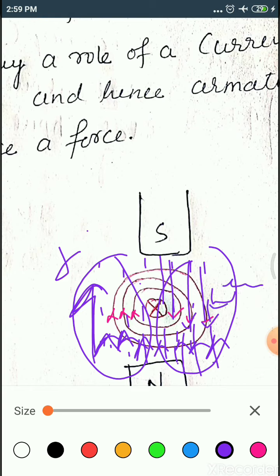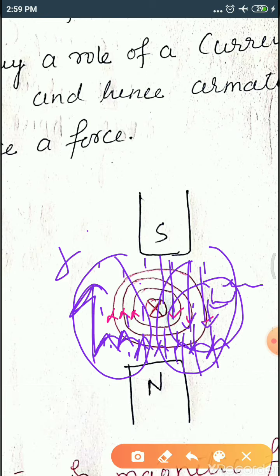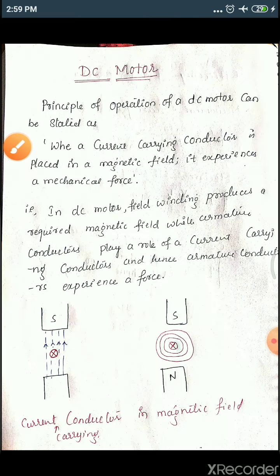So these two are like a weakening, or whatever you can say, cancellation of the flux, because if those two fluxes are opposite to each other, then they may cancel each other, right? Opposite to each other, this part, right? So this you can understand.